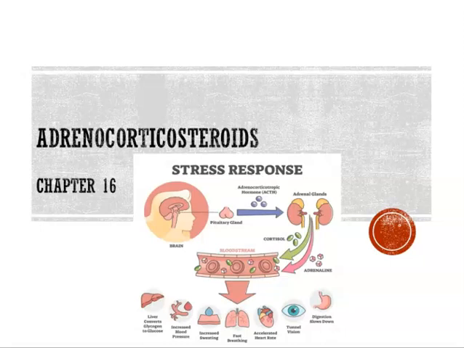This chapter is on adrenocorticosteroids. Let's try to analyze this word right here. Adrenal comes from adrenal glands. So we have kidneys, and right on top of our kidneys we have adrenal glands, and these glands secrete hormones.